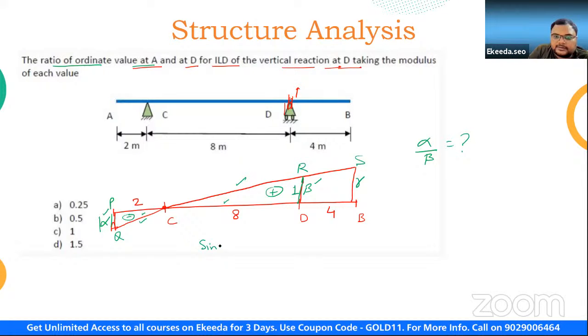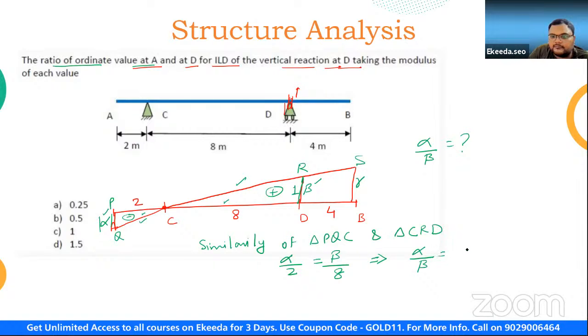So let us apply similarity of triangle in triangle PQC and triangle CRD. If you apply in these two, then what we will get here? See, this alpha by this 2, I can write this alpha by this 2. This will be equal to what? This beta by this 8, right? This beta by this 8. So from here, can I say that this alpha by this beta will be equal to what? 2 by 8, right? So 2 by 8 will be how much? 1 by 4. 1 by 4 is how much?